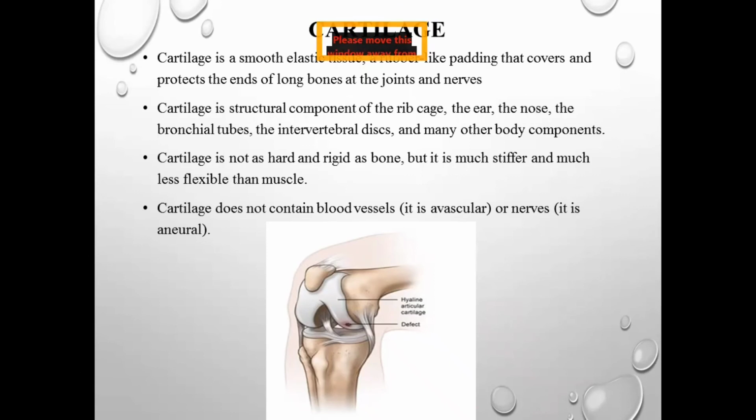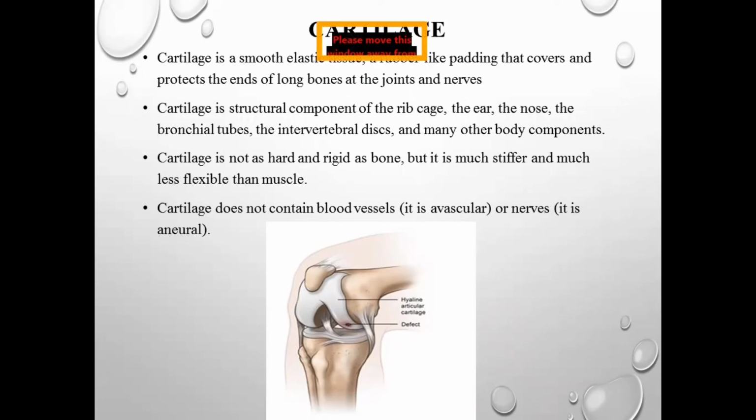The cartilage is not as hard and rigid as bone, and it is much stiffer and much less flexible than muscle. It's not much more flexible than muscle, but it's stiffer than bone. The cartilage does not contain blood vessels and has no nerves. This is a very, very, very important thing. In the previous slide, I told that I will let you know in the later slides.